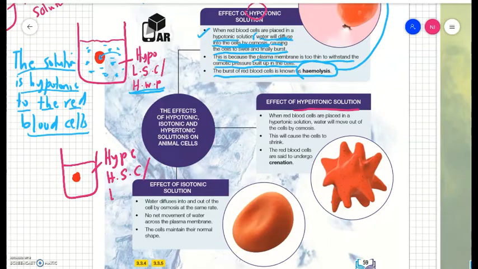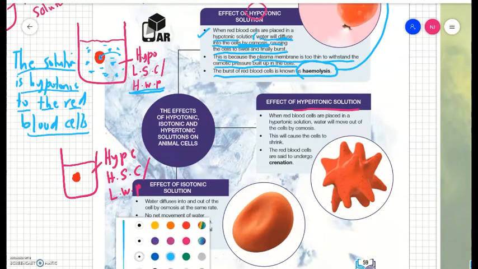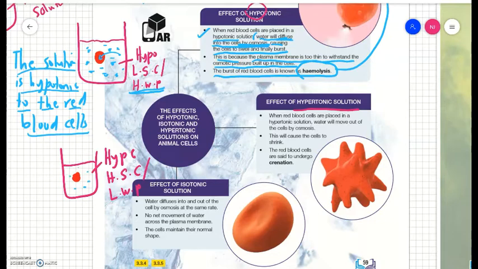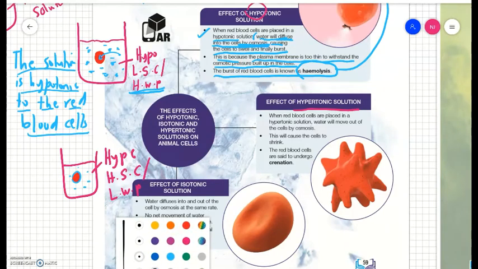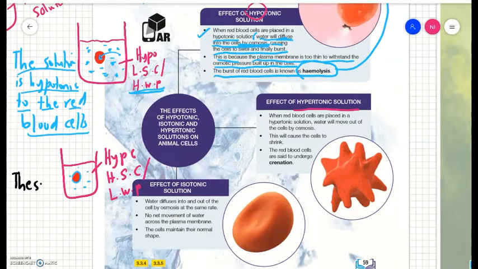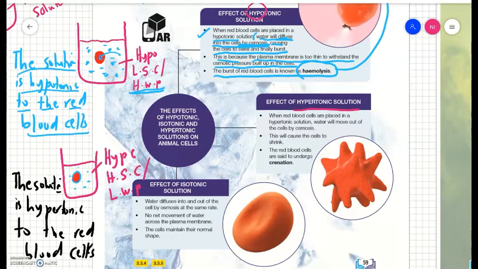Kalau ini high, dia versus low water potential. Kalau low water potential di luar, maksudnya water yang mana high? Ini red blood cell. Dia comparison kan? Comparison bila kita buat ayat macam tadi, kita buat ayat the solution is hypertonic to the red blood cell. Jadi yang mana dia compare tu lah.